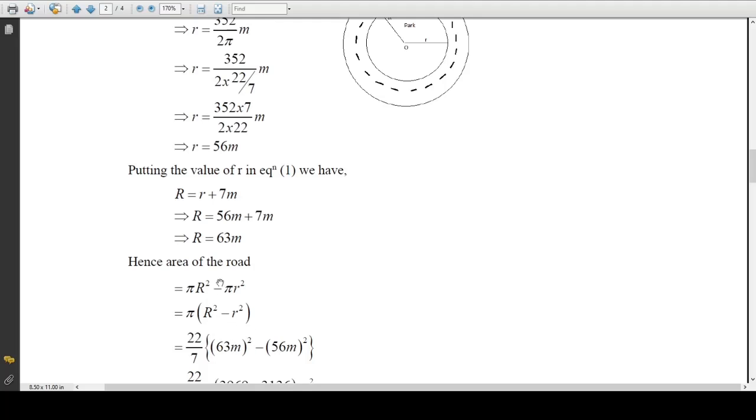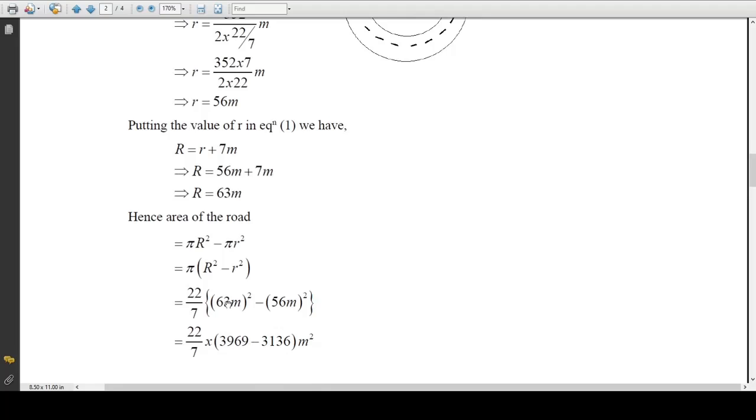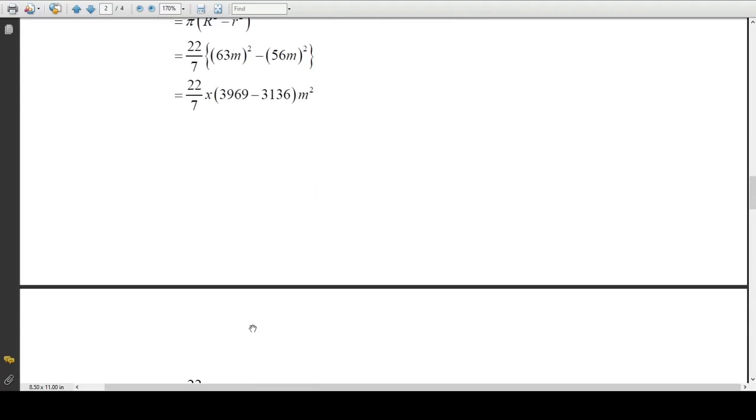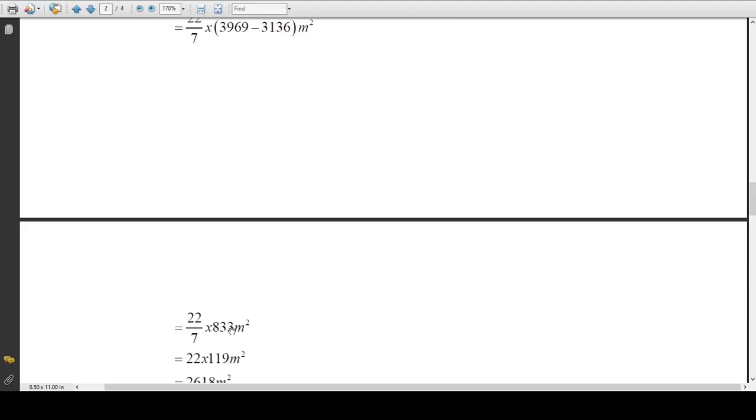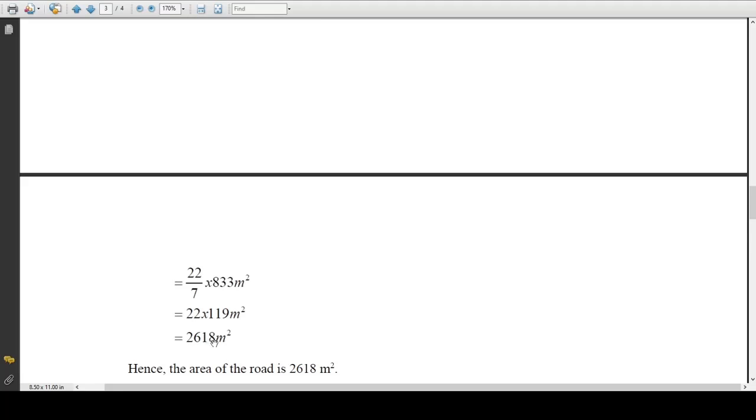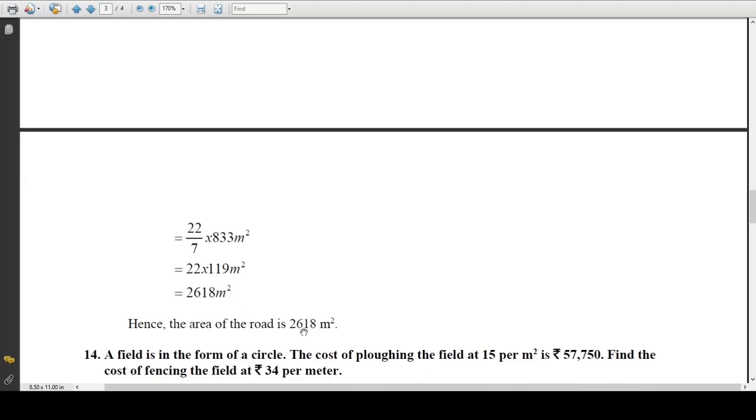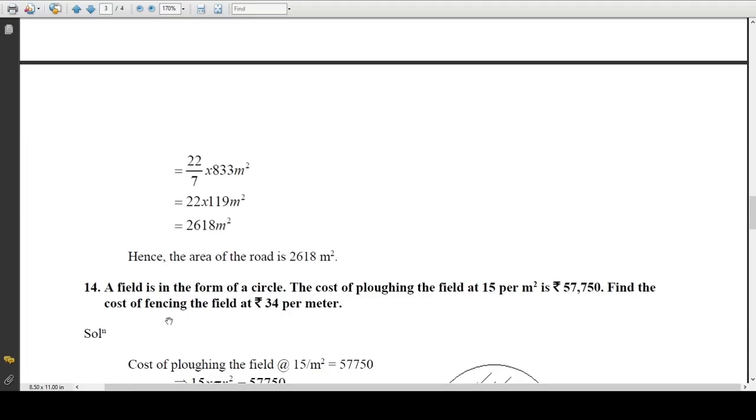You will substitute the values of capital R and small r here: 63 meter square and 56 meter square. Square of 63 you will get 3969 and square of 56 is 3136. Find out the difference. The difference will be 833 meter. Now again cancelling with 7, from 833 you will get 119. And lastly, you will multiply this 119 with 22, which gives us 2618 meter square. Hence, the area of the road will be 2618 meter square. Clear?